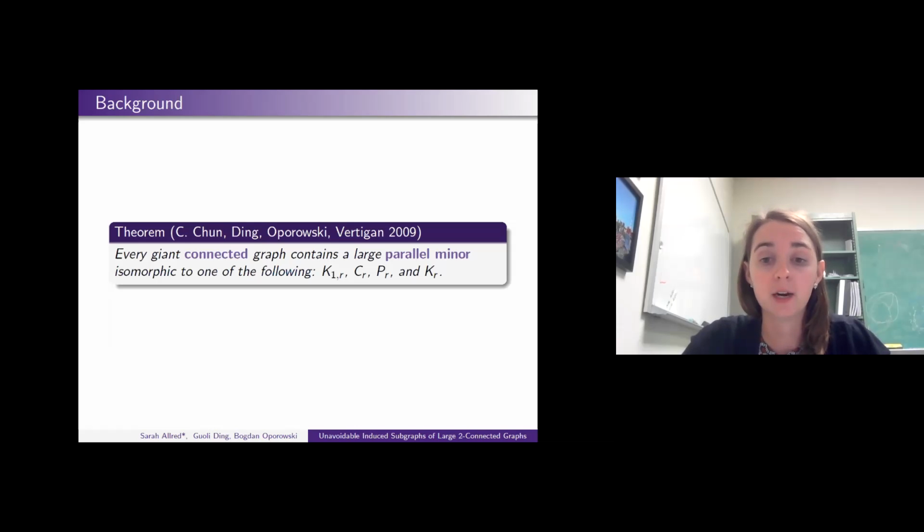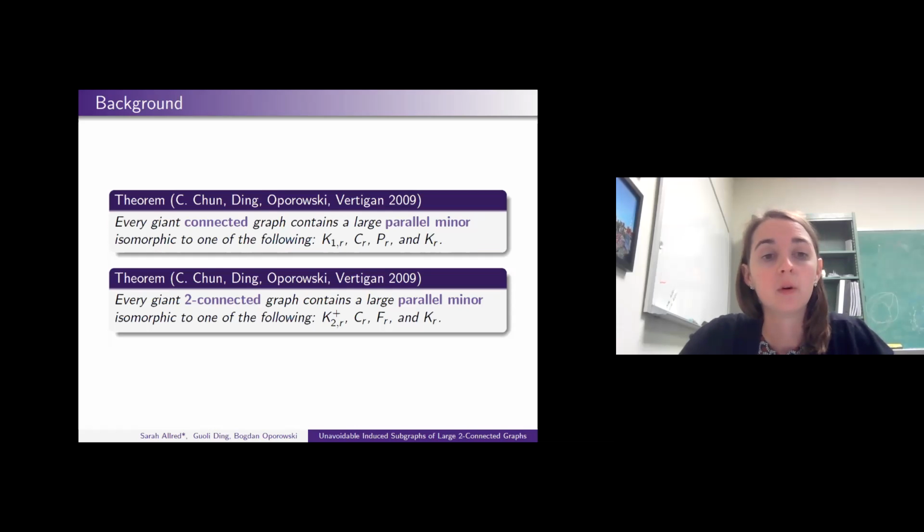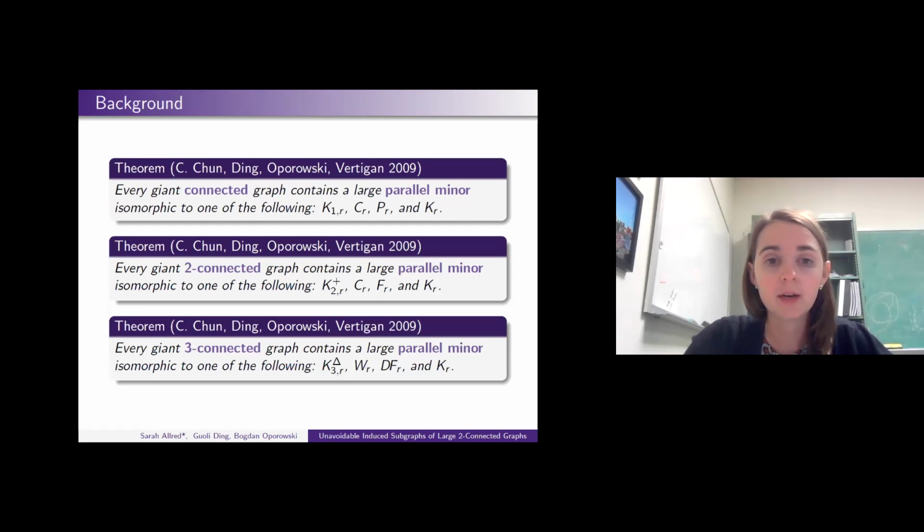First, every giant connected graph contains a large parallel minor isomorphic to a star, a big cycle, a long path, or a complete graph. For two-connected graphs, they showed that every giant two-connected graph contains a large parallel minor isomorphic to K2R plus, which is K2R but with an edge between the two vertices of degree R, a cycle, a fan, or a complete graph. They also proved it for three-connected graphs.